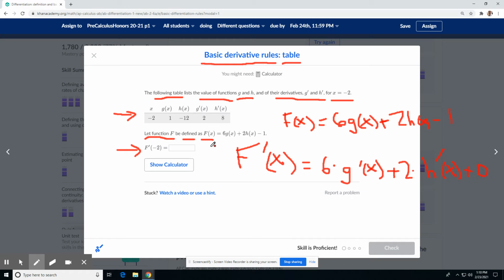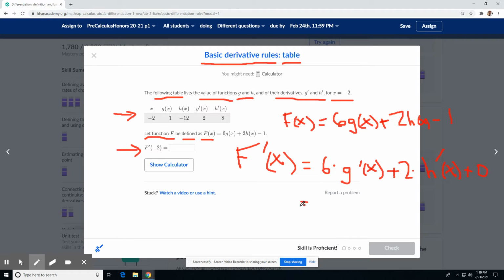And then we're going to be plugging in the components of g prime of x and h prime of x at -2, which is what this is evaluated at. So we don't need the h and the g normal function. They're not asking about that. They want the derivative. So we just take the derivative and then we'll plug in those components.